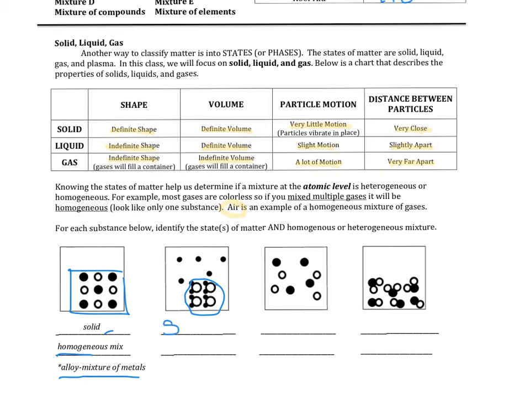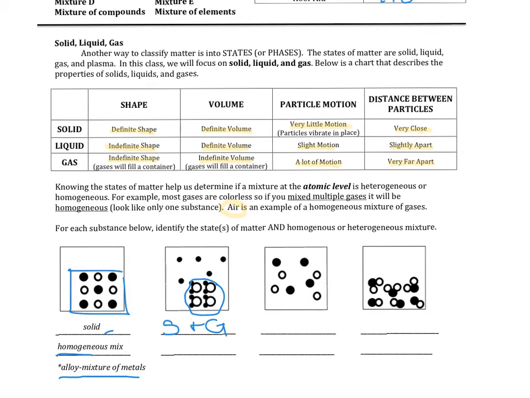I'm just going to write an S here. And then the little dots floating around, I can see that they're taking the shape of the container, and they're also expanding to fill the container. They're floating around. So I know that that is actually a solid and a gas together. And let's see, that mixture, is it evenly or unevenly mixed?